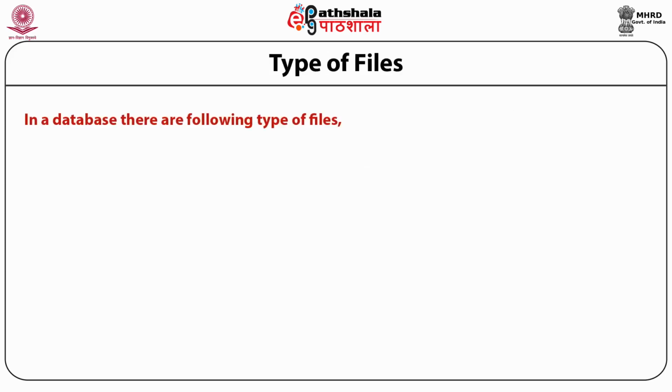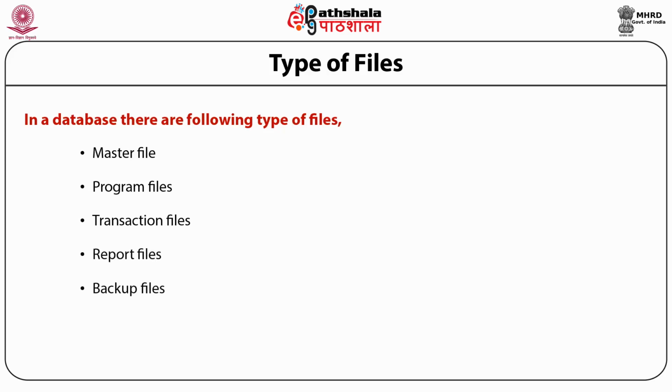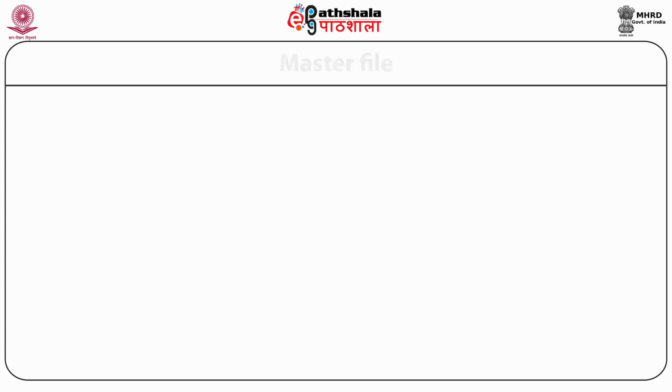There are different kinds of files in the computer, especially in the databases. We have master files, we have program files, we have transaction files, we have report files, and we have backup files. These all files play different kinds of roles, and that is why they are given different names. In the next few slides we will be discussing these different kinds of files and their roles.